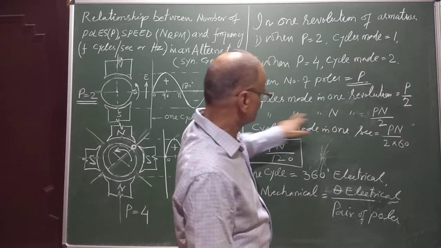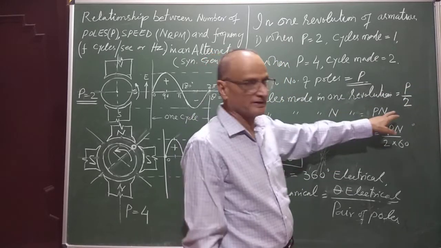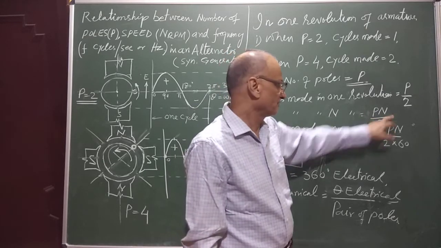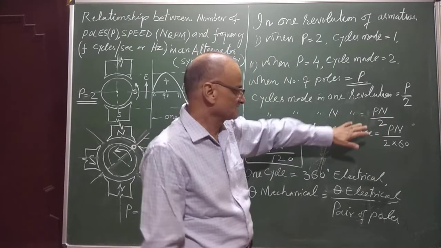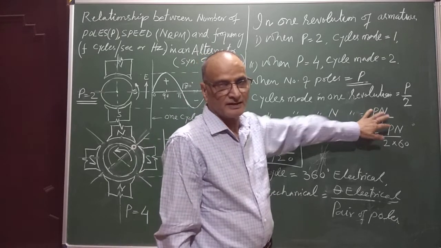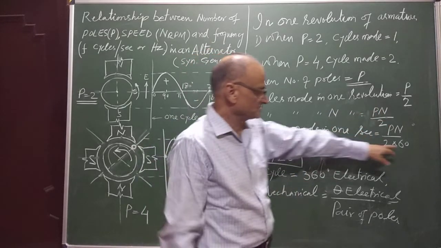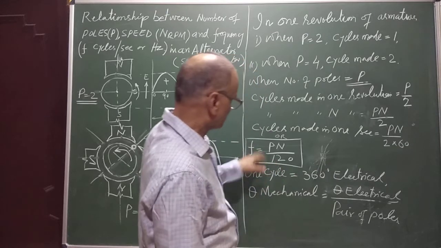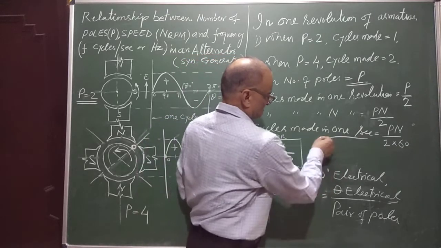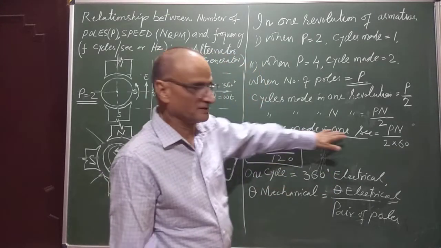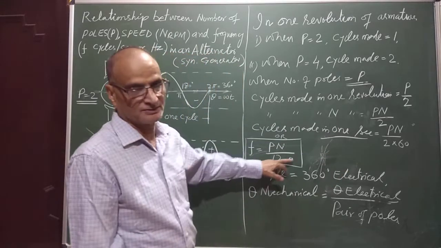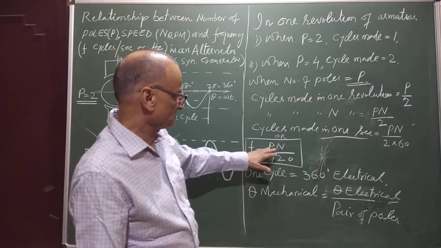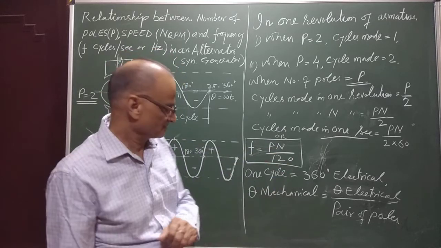So when the number of poles is P, cycles made in one revolution is P by 2. And cycles made in N revolutions, multiplied by N, is PN by 2. Now N revolutions are completed in 1 minute, so this is cycles per minute. Cycles per second will be divided by 60. Cycles per second is called frequency. Hence, f is equal to PN over 120. This is the relation between frequency, poles, and speed.